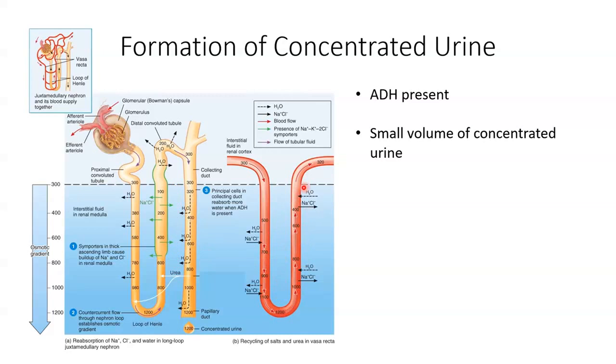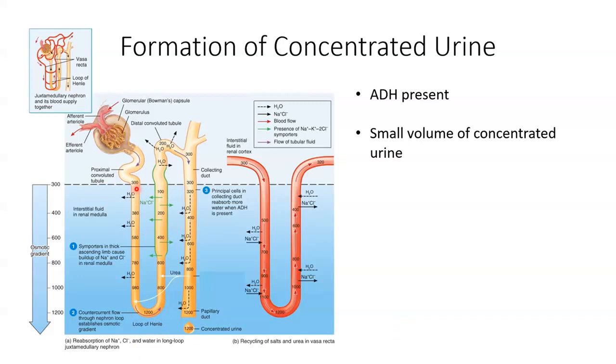With this loss of water from the filtrate within the tubules, we now have a smaller volume of highly concentrated urine. So with no ADH present, we produce large volumes of dilute urine, mostly in our cortical nephrons. In the presence of antidiuretic hormone, we produce a small volume of concentrated urine in our juxtamedullary nephrons, so our nephrons with these big, long nephron loops.